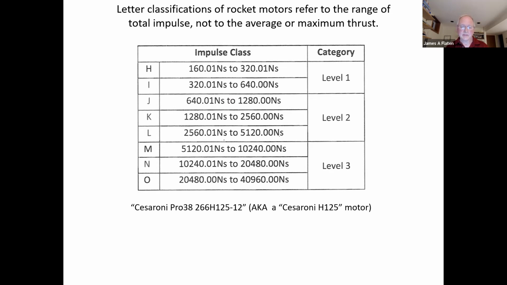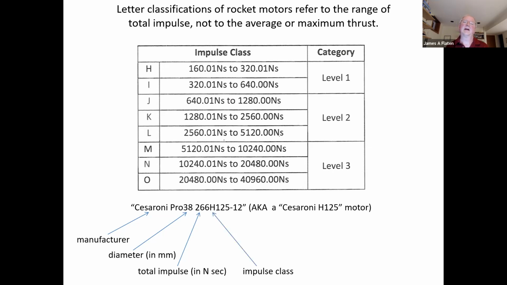We were just talking about a Cesaroni Pro38 266H125-12 motor. Okay, usually called just the Cesaroni H125. So this is the manufacturer. This is the diameter in millimeters. There's the total impulse, 266. So if I look up, 266 is within the H class. It's between 160 and 320. It's 266, kind of mid-range in the H class. H is the impulse class, so that's another way of talking about impulse, but it's less precise than the 266 number. 125 is the average thrust in newtons, and the 12 is the built-in delay time, and you perhaps can adjust that, at least on some motors.